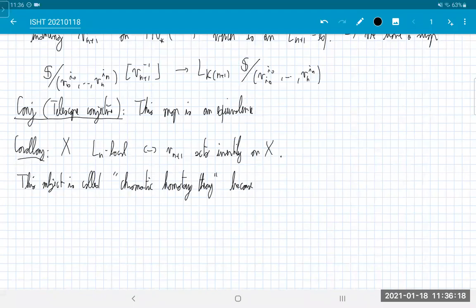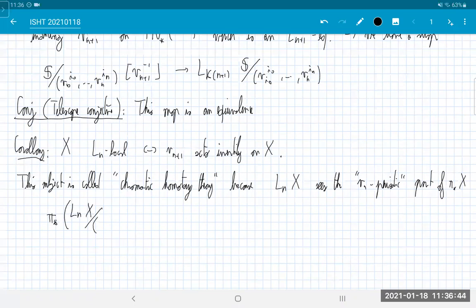Because Ln of x sees the Vn periodic part of the homotopy groups of x, at least when x is finite. Well, okay, we don't have the telescope conjecture, so this is not literally true. But what is true is that the homotopy groups of Lnx modulo (p, v1, ..., vn-1) are Vn periodic. So there is some power of Vn that acts invertibly.